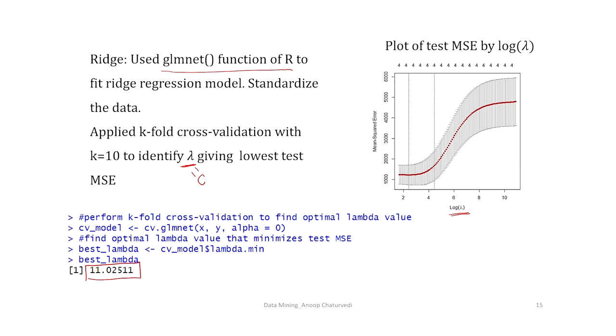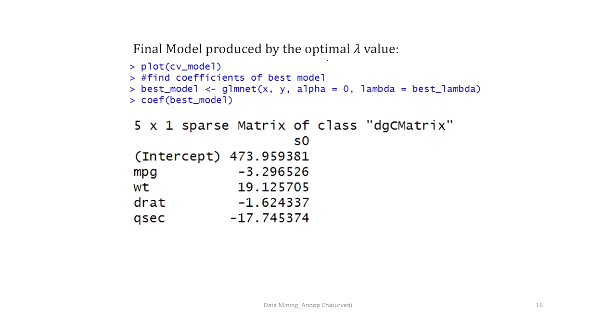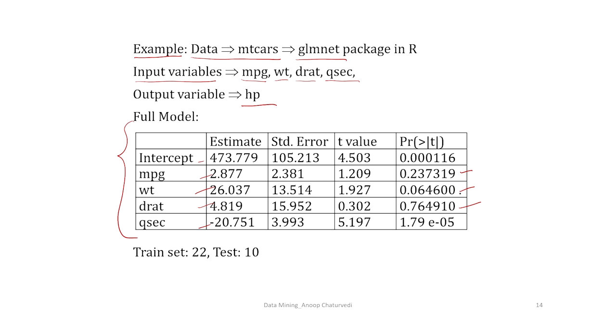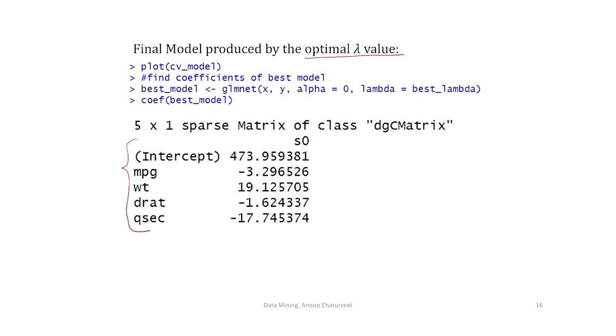Again, keep in mind that in the software, instead of C, the notation lambda has been used. So, this lambda is the same as our C. Now, we produce the final model using this optimal value of lambda. So, we get this final model, or these are the coefficients. The intercept term is the same as that of the full model. See here. So, we don't shrink the intercept term.